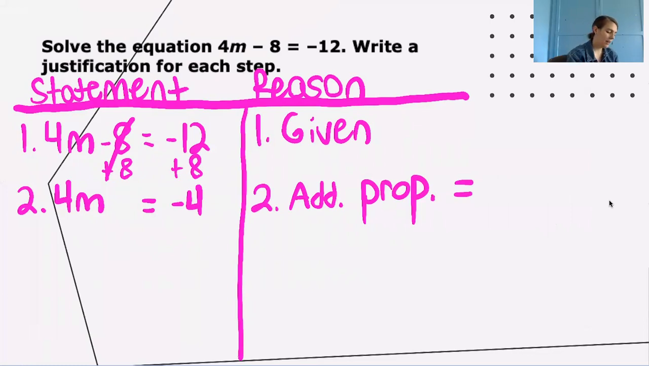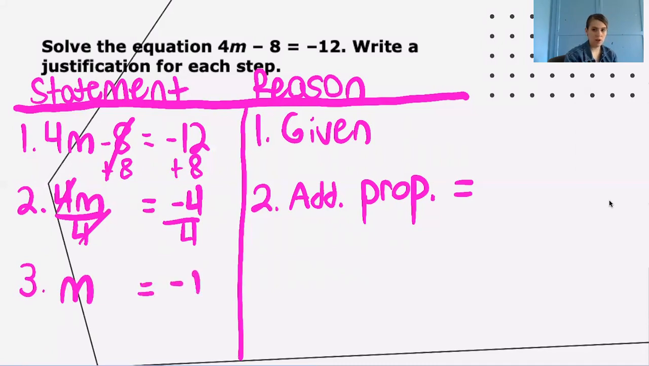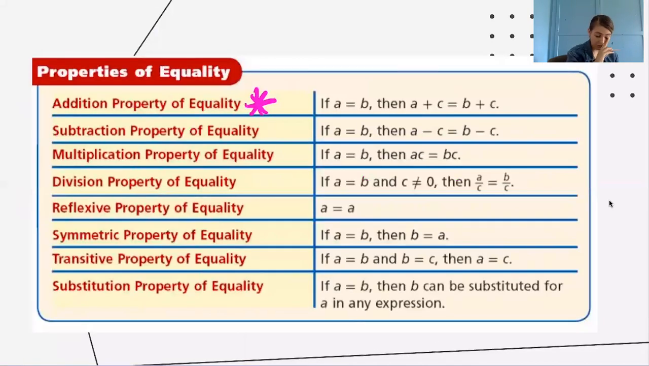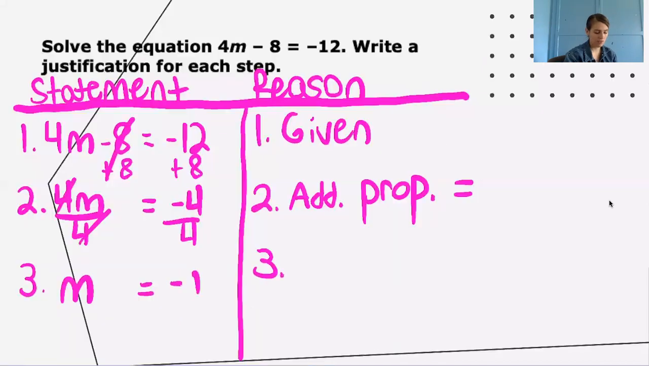Now I want to get the m by itself. In order to do that, I'm going to divide 4 on both sides. I get m is equal to negative 1. I need to name the property that let me divide 4 on both sides. When I go back, I look for something that says divide by the same number on both sides. And that's the division property of equality. So that goes here. When you get your answer, you're done.